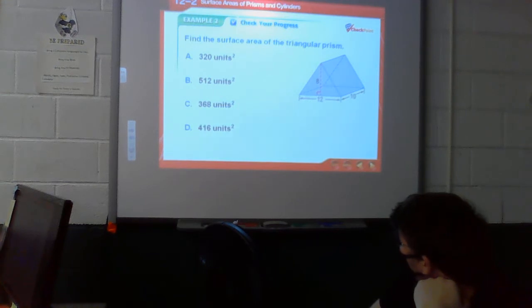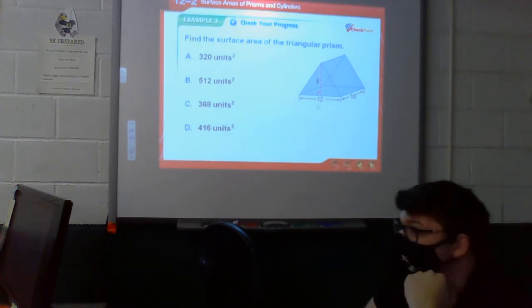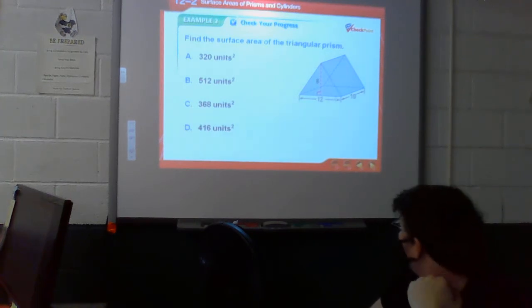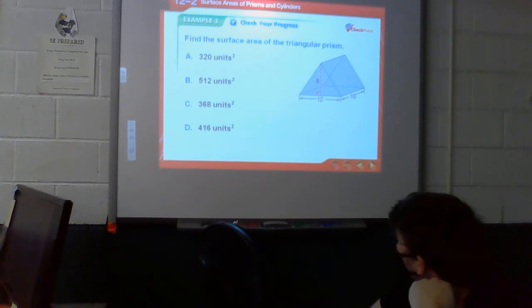Okay? This one right here, you might have to do a little work to figure out one of these sides. So notice here, when I draw this altitude, what would this altitude do to 12? It would cut it in half. So I would have 6 here, 8 here. I might have to find this hypotenuse by using the Pythagorean theorem. A squared plus b squared equals c squared. Okay?